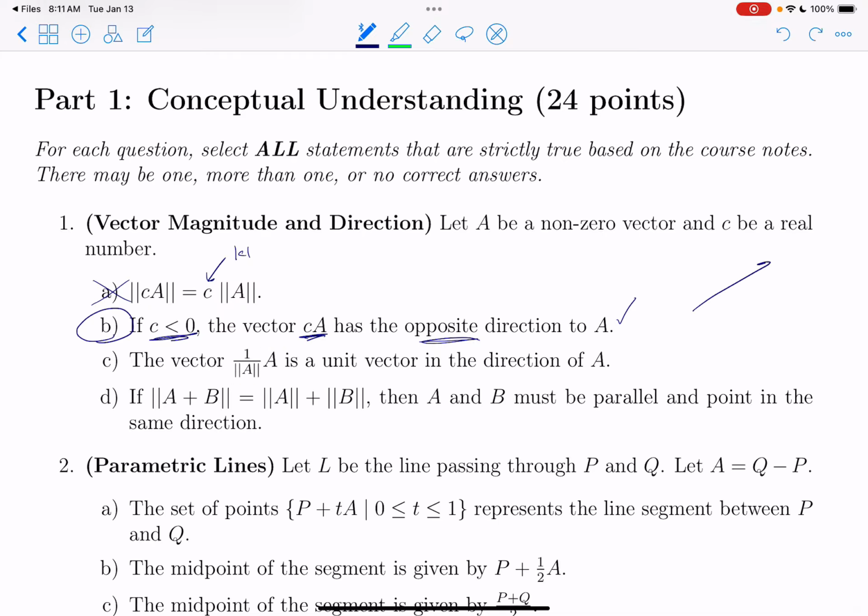This vector is a vector divided by its length. So if the vector had length 3, you divide it by 3. Now it's a unit vector. That means its length is 1, and it has the same direction as the original. So that's correct.